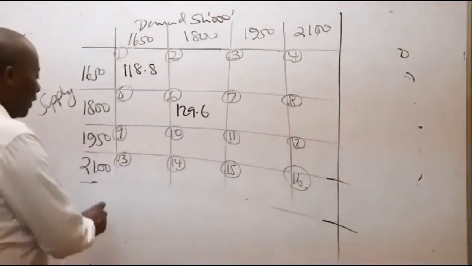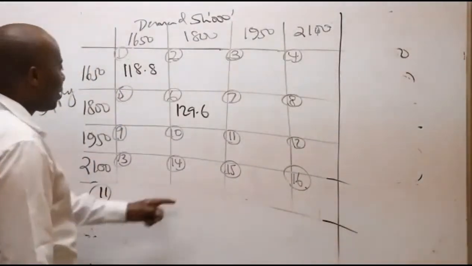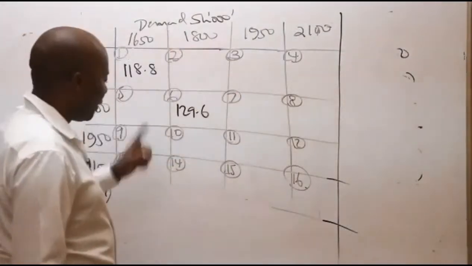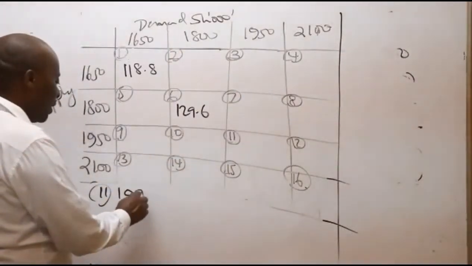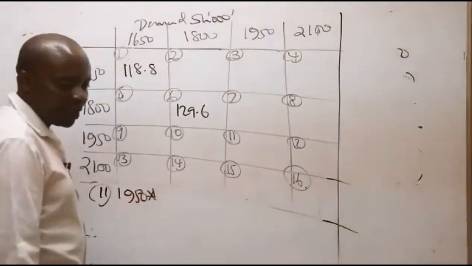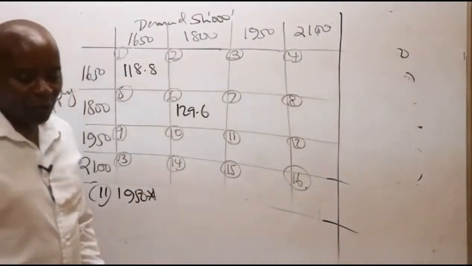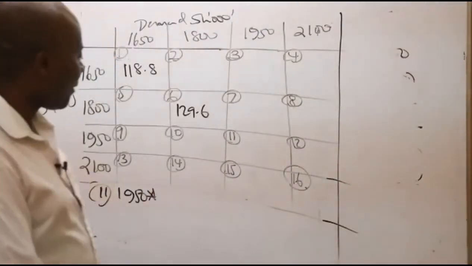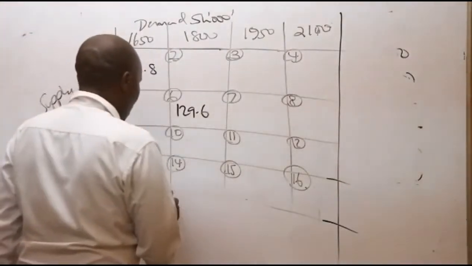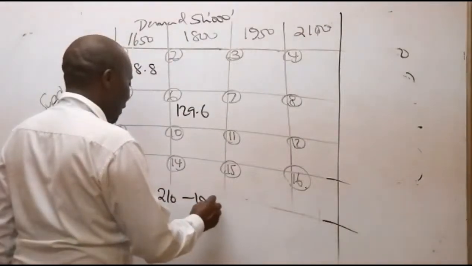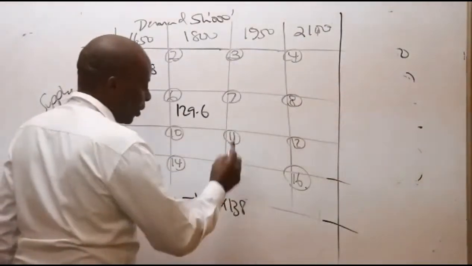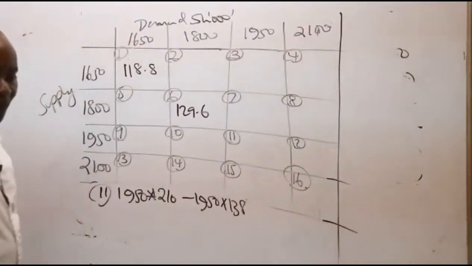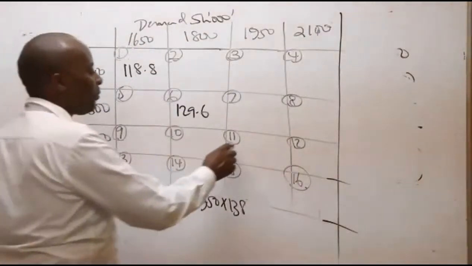So we have number 11. Number 11 is a perfect match between 1950 and 1950. So I'll take 1950 times, I've forgotten my price, was it 210? My price per bracelet was 210 minus 1950 times 138. I hope you are seeing where the 138 is coming from. So somebody is giving me 140.4.